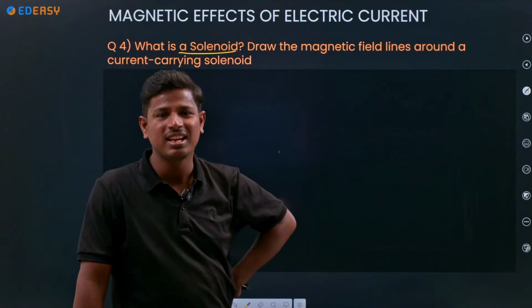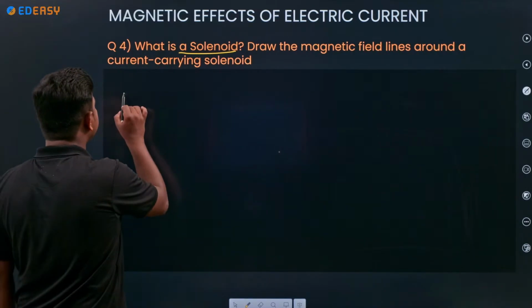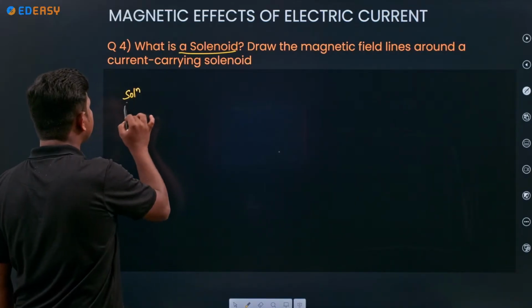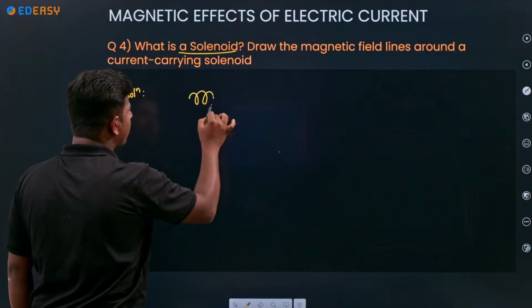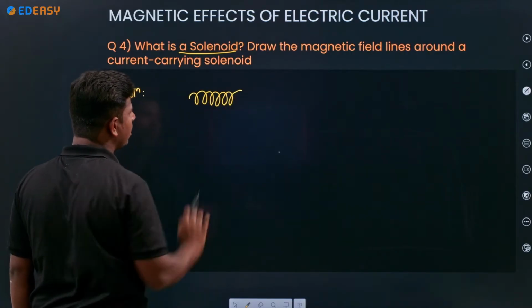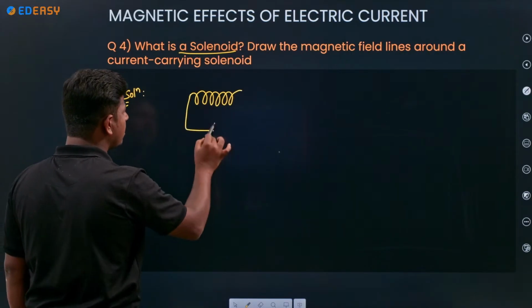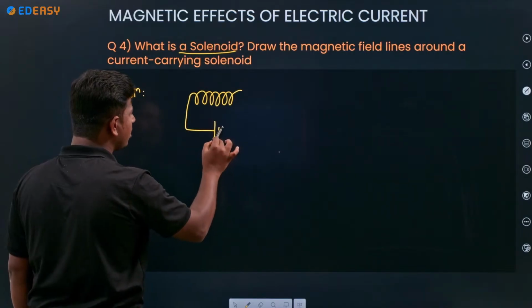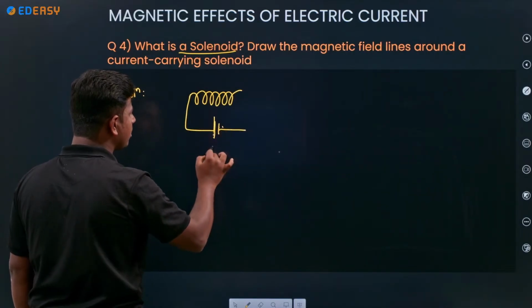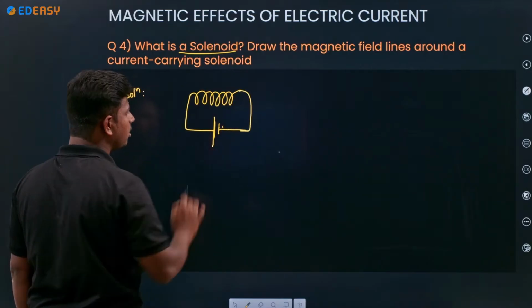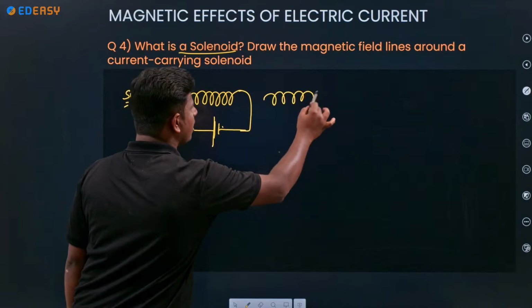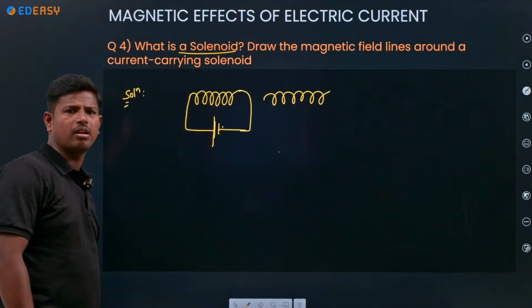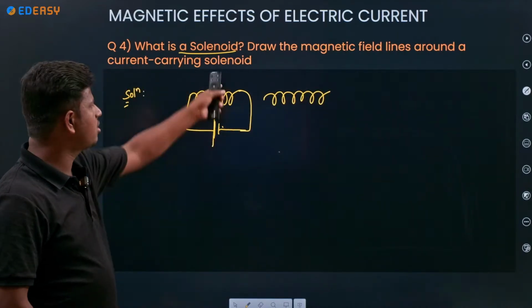What is a solenoid? A solenoid is nothing but a number of turns of copper wire, like a spring. We connect this to a battery or cell. That's it, solenoid done. A number of turns is called a solenoid.